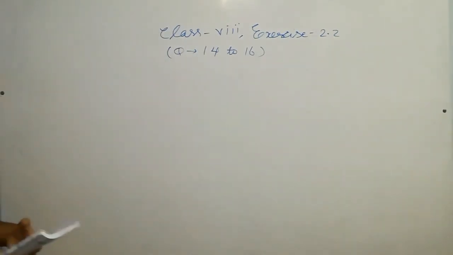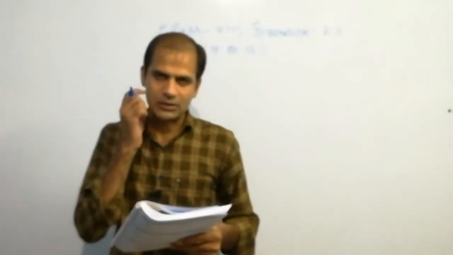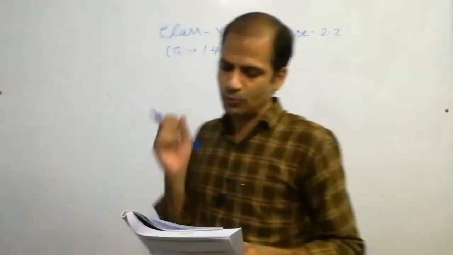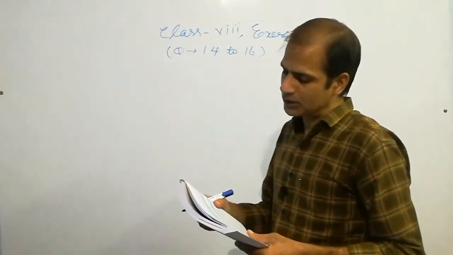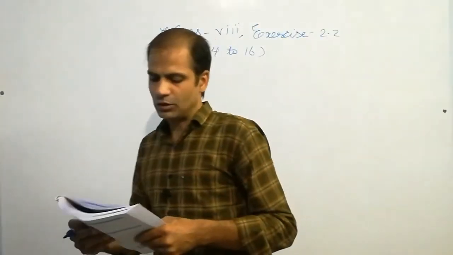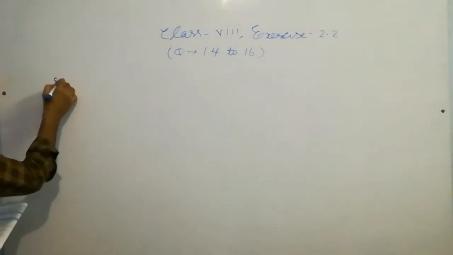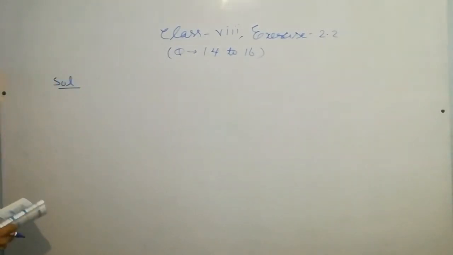Listen properly. I have a total of rupees 300 in coins of denominations rupees 1, rupees 2 and rupees 5. The number of rupees 2 coins is 3 times the number of rupees 5 coins. The total number of coins is 160. How many coins of each denomination are with me? So I am writing the solution.